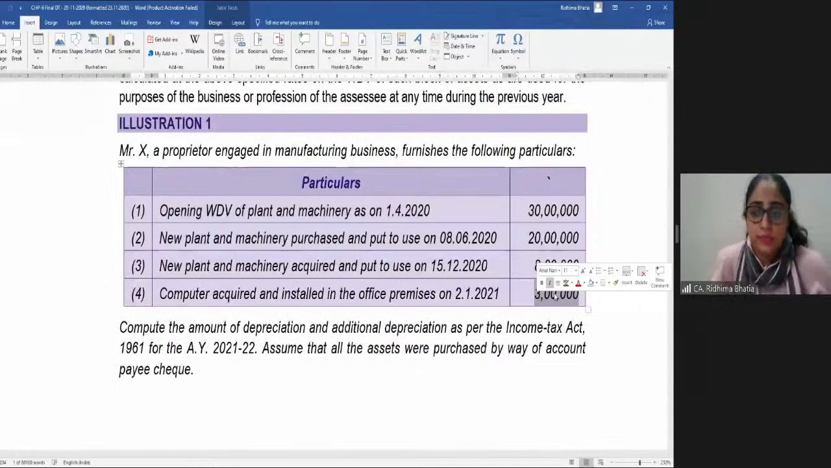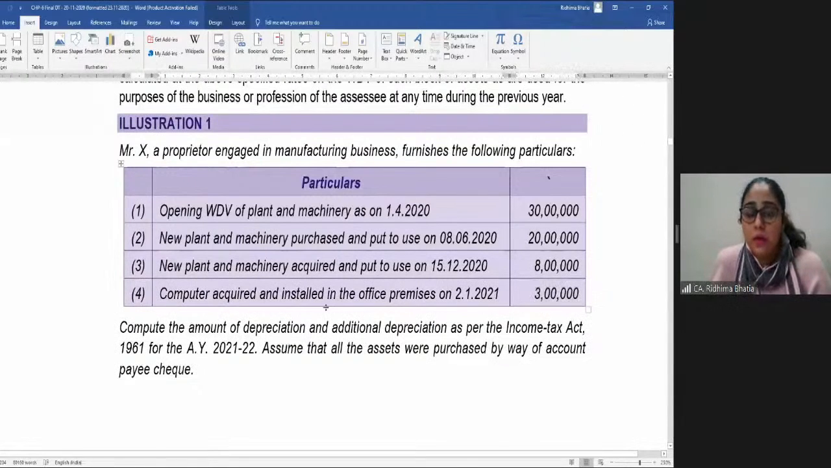Now for additional depreciation. Additional depreciation is only allowed in plant and machinery, but computer which is installed in office premises is not my plant and machinery for additional depreciation. If this computer would have been installed in a factory, it would be my plant and machinery for additional depreciation. But since this is installed in office premises, this is not my plant and machinery for additional depreciation. So additional depreciation would be only on these two additions.